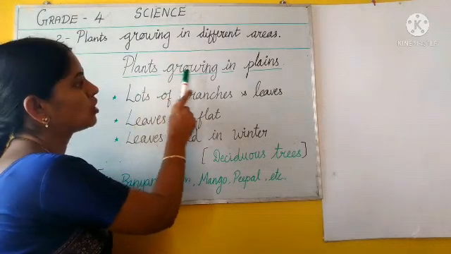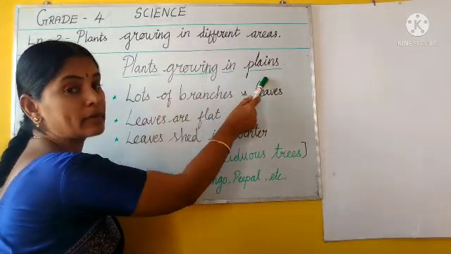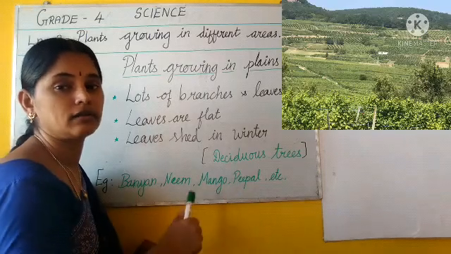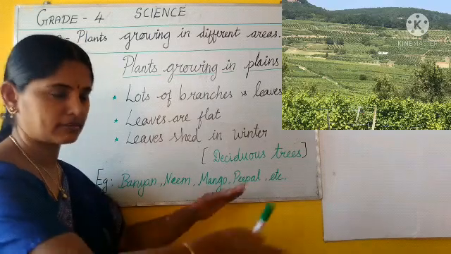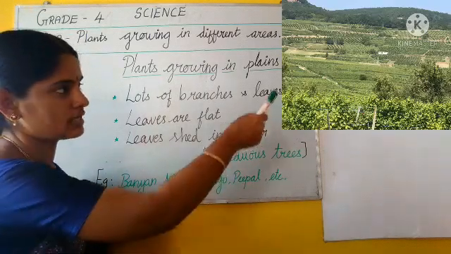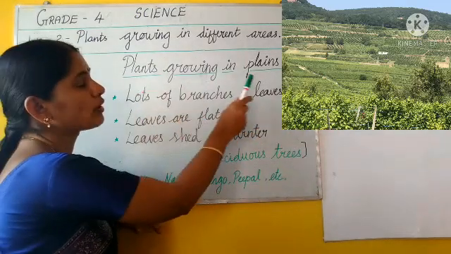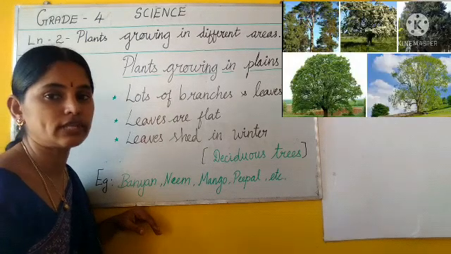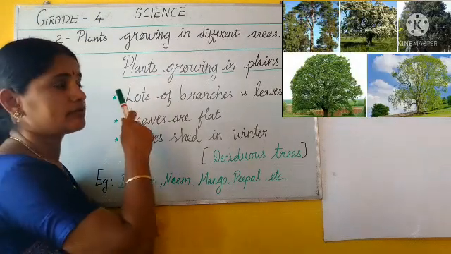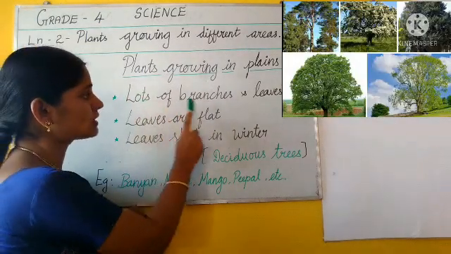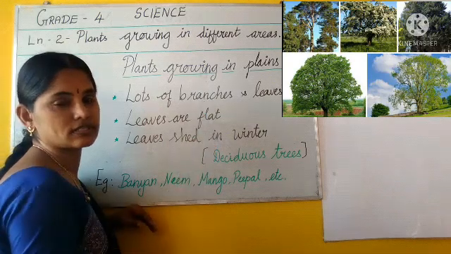See, plants growing in plains. So, these areas we call plains. Okay. So, plants growing in plains. How do they look? See, these plants have lots of branches.